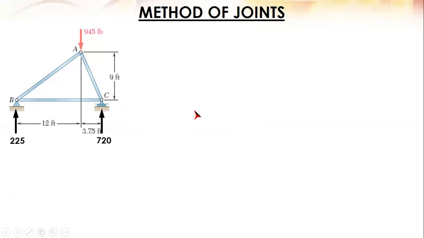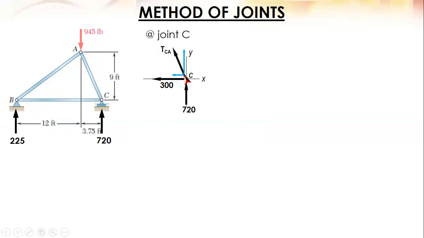Next, joint C or joint A. So, let's take joint C. At joint C, we have 720, and this one, BC, which we have already solved. It is tension, 300. In the previous slide, tension BC is 300. So the only unknown now is this one, TCA.